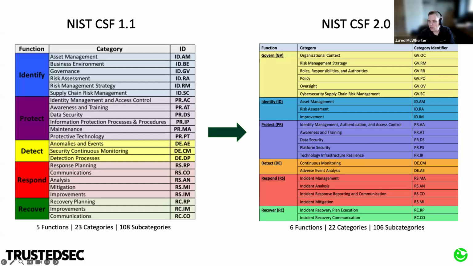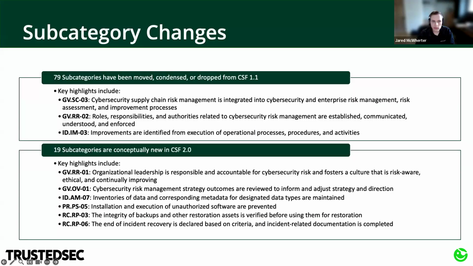All right, so the next slide, we will dive into the subcategory changes. Now, as I stated, a lot has changed from the 1.1 to the 2.0. There were about 108 subcategories overall, and 79 of those subcategories have been moved, condensed, or dropped from the 1.1 to the 2.0. Now, I should state, most of these have been moved and condensed. There are 19 new subcategories.